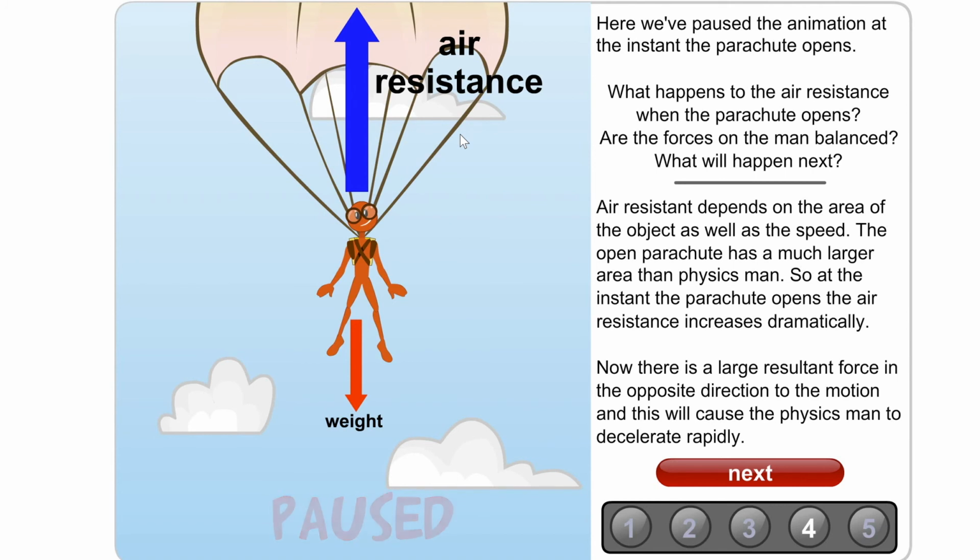Now please don't think that the physics man here is going to accelerate upwards. That's a common misconception. He's going to decelerate. Sometimes when you see real life footage of a parachutist opening up the parachute, it may look as though he's moving upwards, but it's relative to the other skydiver that's filming the skydiver who's opened the parachute. So he's going to decelerate.